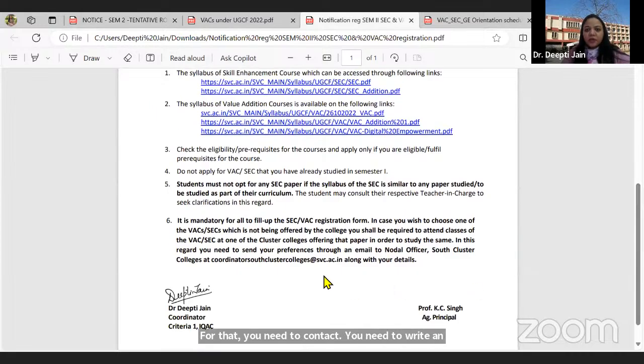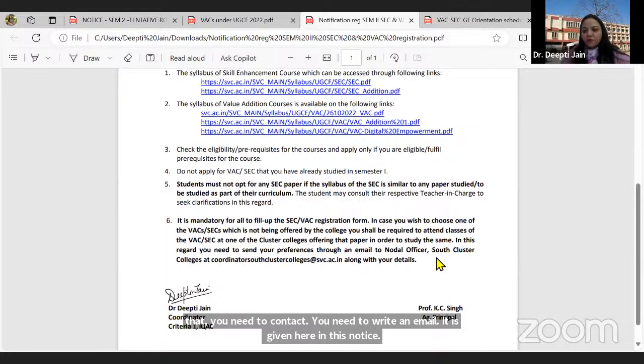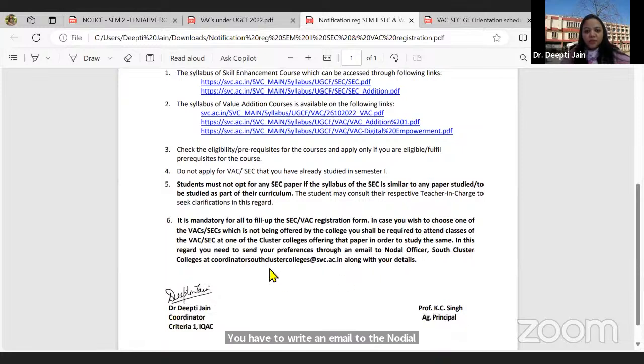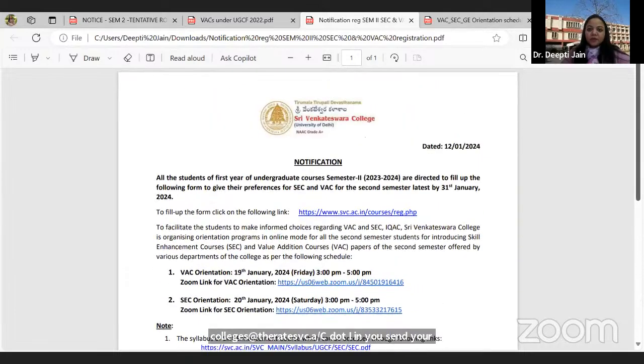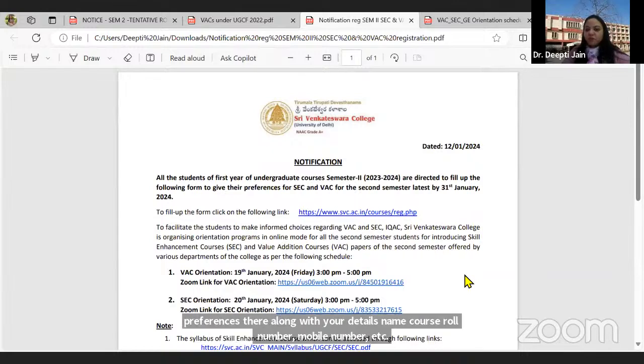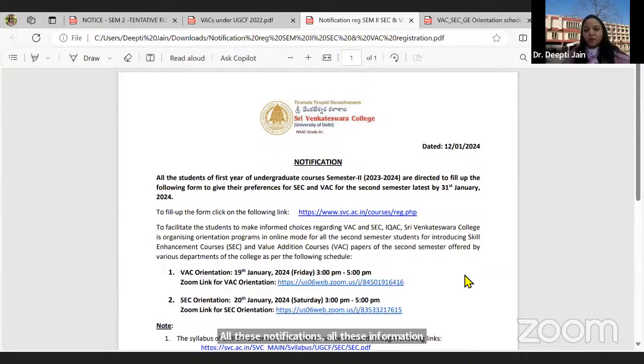You have to write an email to the nodal officer, South Cluster Colleges, at coordinator.southclustercolleges@svc.ac.in. You send your preferences there along with your details: name, course, roll number, mobile number, etc. All these notifications and all this information which I am sharing with you is already on the college website.